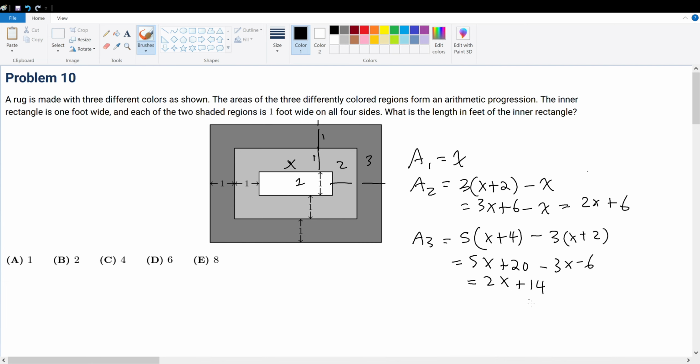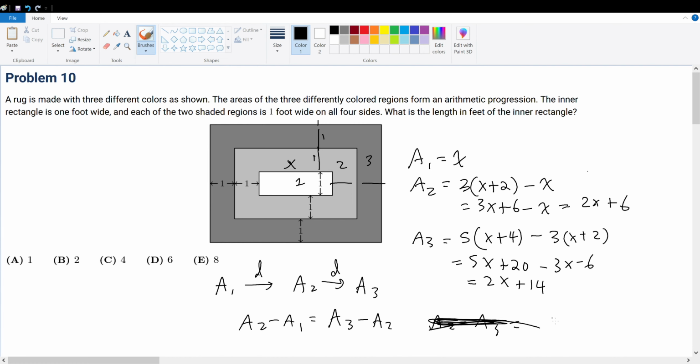With this out of the way, we have basically solved the question, because what do we know? We know that area 1, area 2, and area 3 form an arithmetic progression, and so they're separated by a common difference d. And so we can say, therefore, a2 minus a1 is the same thing as a3 minus a2. If we simplify this a little bit, we have a3 plus a1 is the same thing as 2 a2.